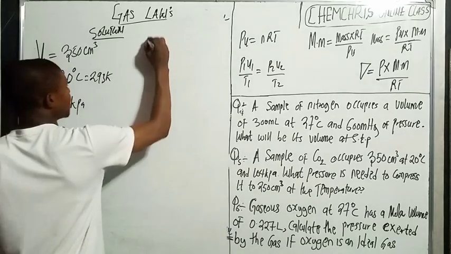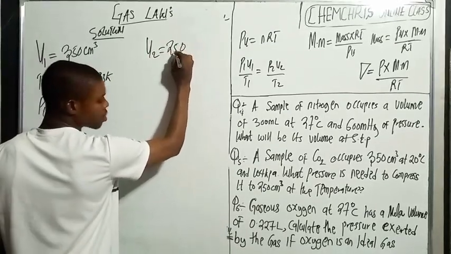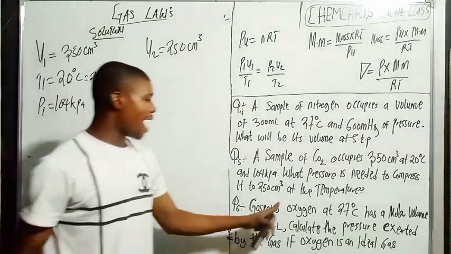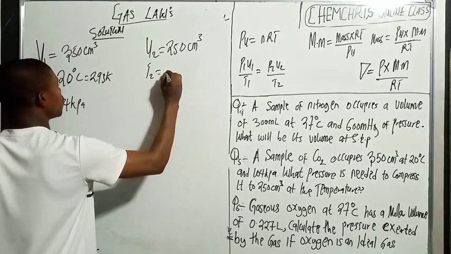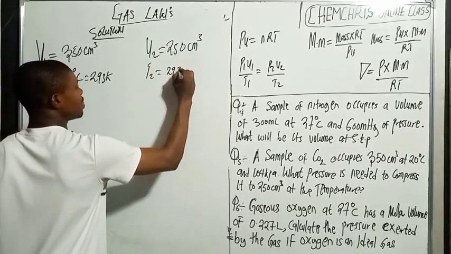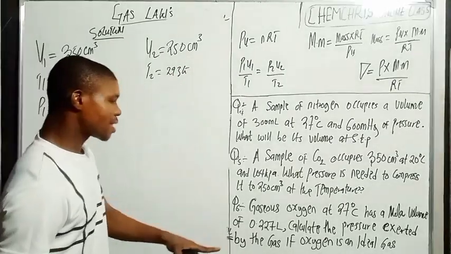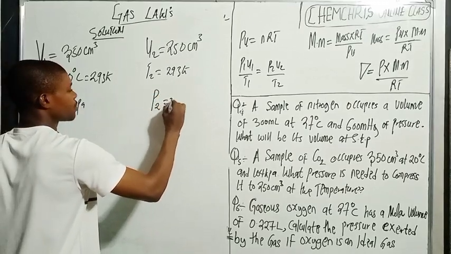Next, what pressure is needed to compress it to 250 cm cube? So my V2 is 250 cm cube, right? Now, at the same temperature, that is, the temperature will remain the same. That is T2 remains the same, 293 Kelvin. Do you understand? So they're asking for the pressure, so they're looking for P2 here.